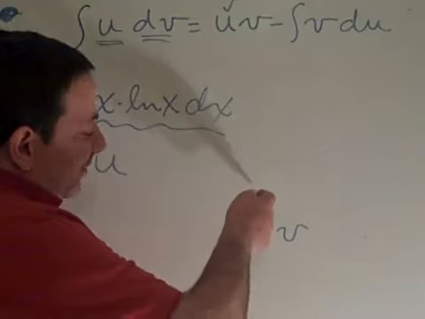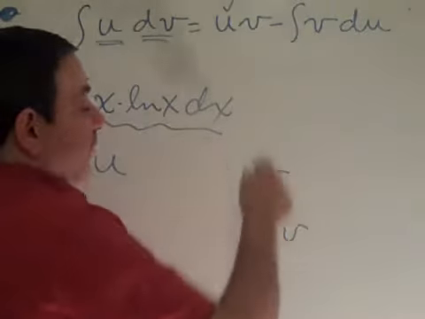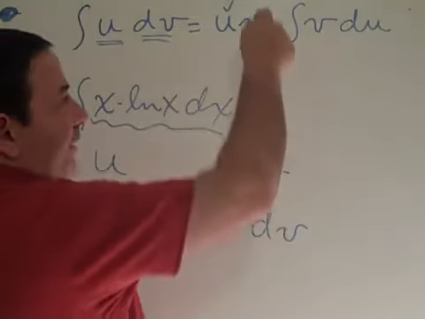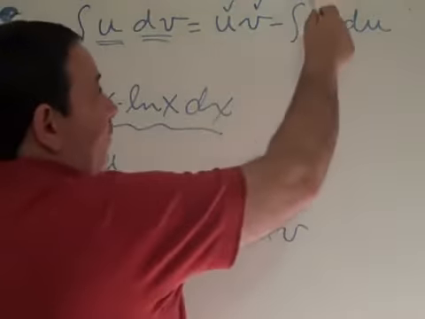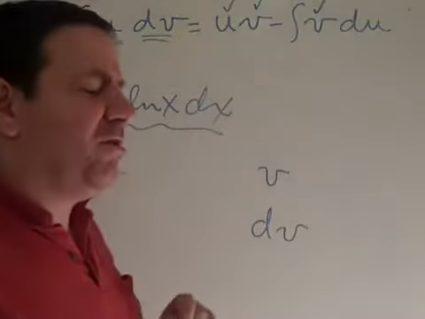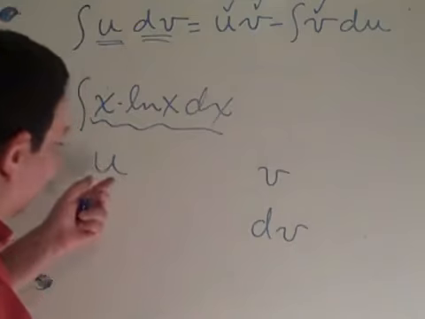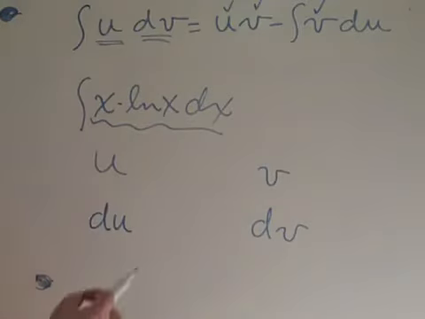Well, if you integrate dv, you get v. So whatever I call dv, I better know how to integrate it. And now we have v, because we integrated dv. But I need du. I don't have du. Whatever I call u, I have to know how to take the derivative of, or the differential of.